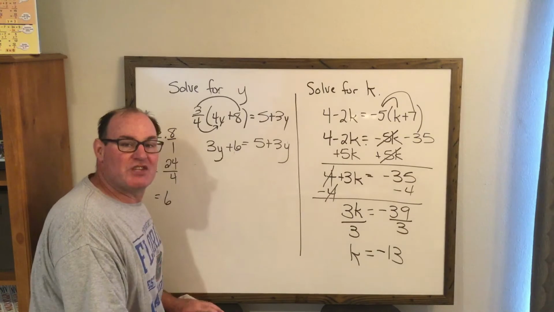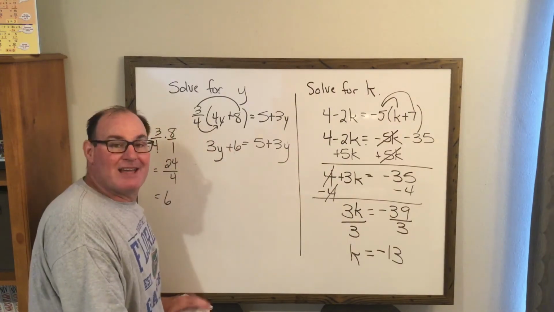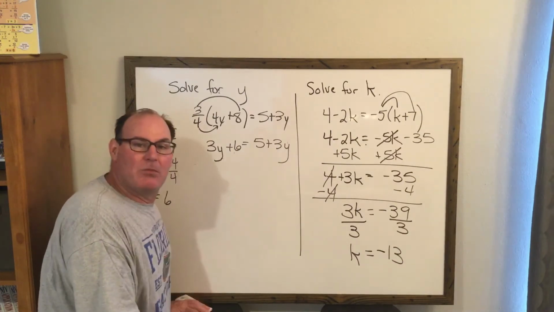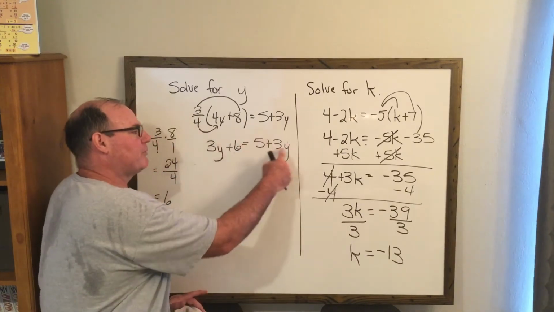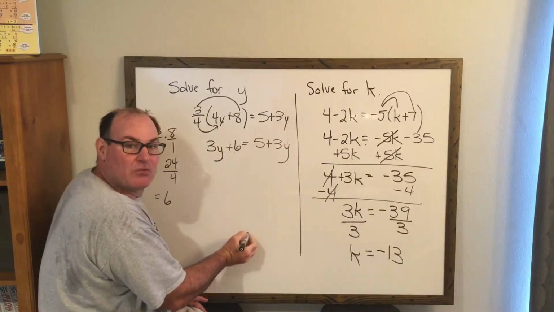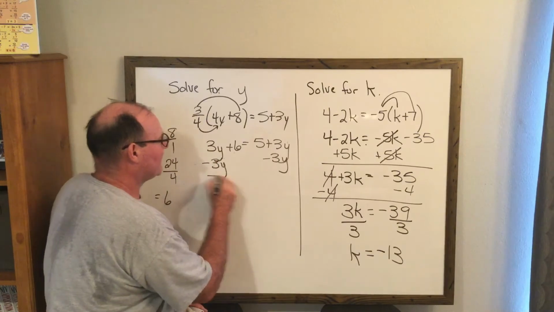This problem now is just like the previous one we did with the k's. I've got y's on both sides, I've got numbers on both sides. So what I'm going to do is get all of my variables on one side and all my numbers on the other. So I'm going to bring my 3y all over to the left. Remember, your equal sign stays in the middle. Draw a line if you need to. So I'm going to subtract 3y from both sides.